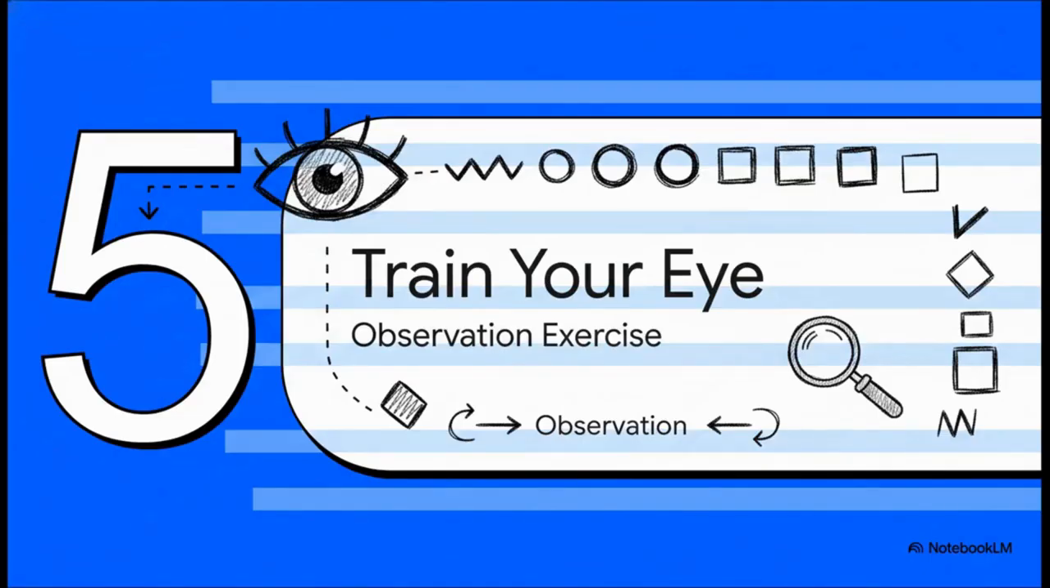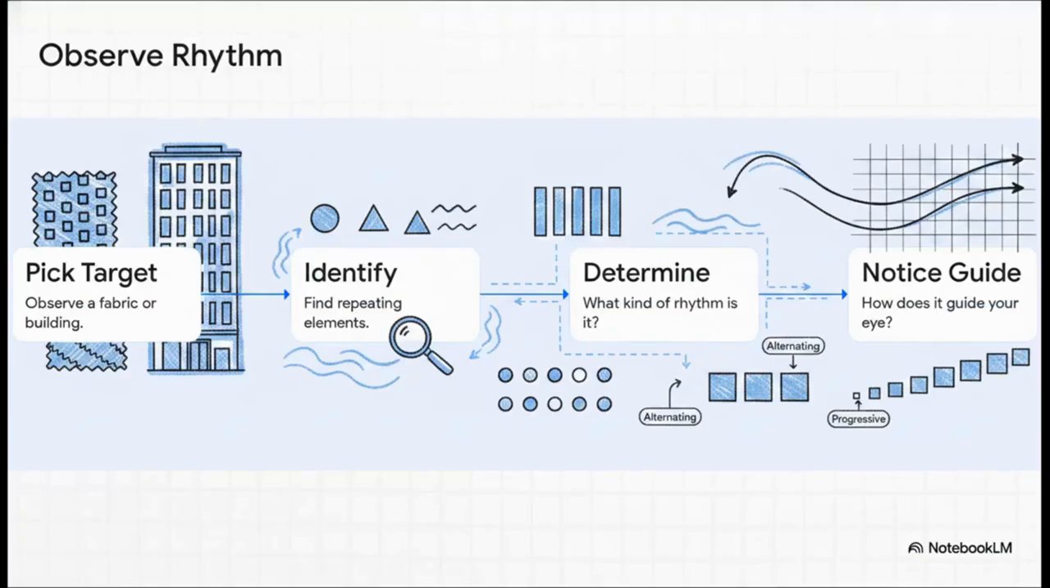Section 5. Train your designer eye. Let's do a quick observation exercise. Knowing all this theory is great, but now it's time to move you from being just a passive viewer to an active observer. Let's put this into practice with a super simple 4-step exercise straight from our source material. Step 1. Just pause right now and pick a target around you. Could be the fabric pattern on the shirt you're wearing, a building facade out your window, or even just another tab you have open on your browser.